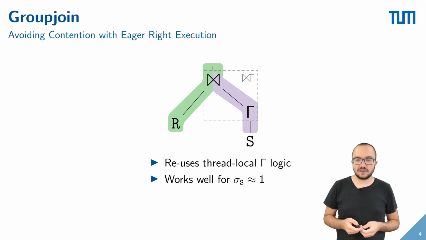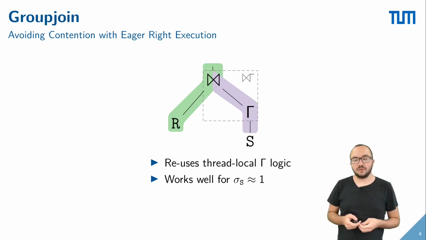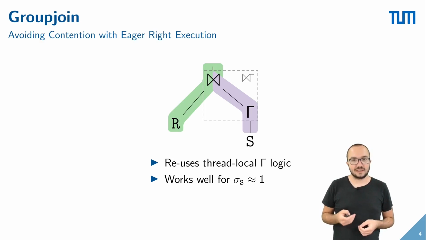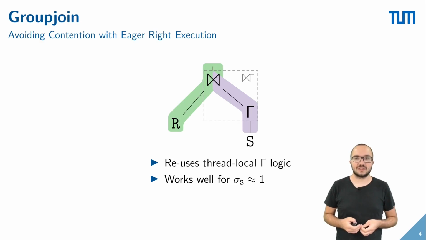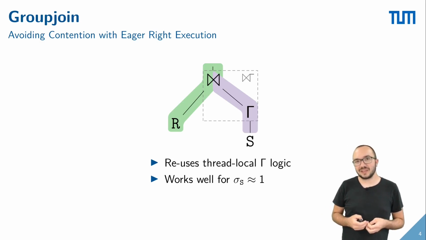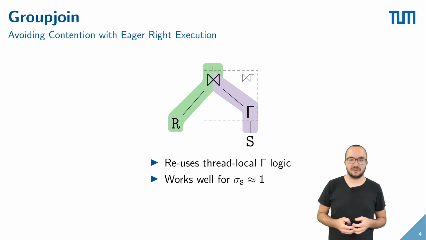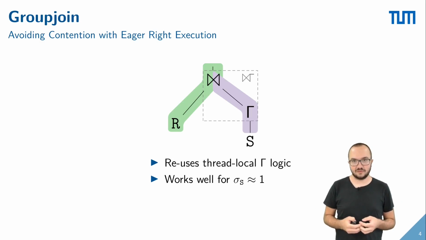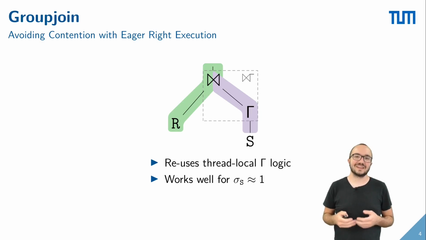This works very well if every tuple from the right-hand side finds a join partner in the join part of the group join. However, this does a lot of wasted work when the group join is very selective for the right-hand side. If not every group from the right-hand side finds a join partner, we do a lot of wasted work.